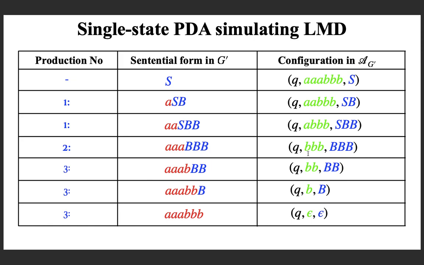And this is what we observed. To start with, the entire input is to be read, and capital S is the only symbol on the stack. So that needs to be the bottom symbol. The bottom symbol for this construction needs to be the start symbol of the grammar. And when you finish, the input is completely finished and the stack is empty. So you are going to accept by empty stack acceptance.